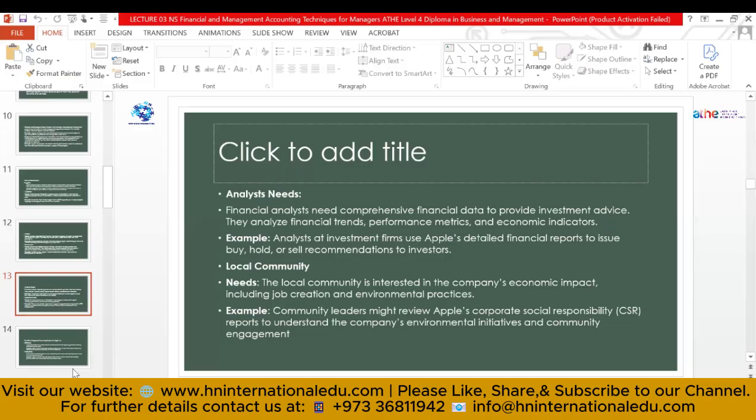For example, community leaders might review Apple's corporate social responsibility (CSR) reports to understand the company's environmental initiatives and community engagement. You're making your suppliers happy, consumers happy, you're earning great profit, but what about the environment? That too has a right on you.